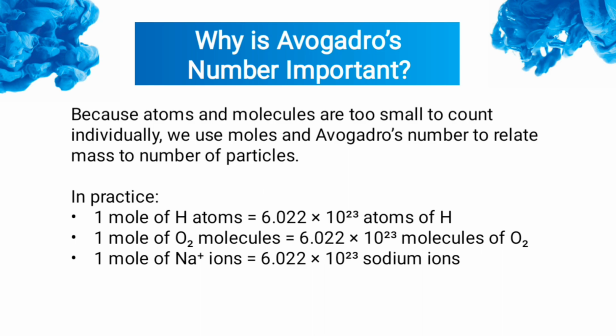So in practice, 1 mole of hydrogen atoms is equal to 6.022 multiplied by 10 raised to the power 23 atoms of hydrogen. 1 mole of oxygen molecules is equal to 6.022 multiplied by 10 raised to the power 23 molecules of oxygen. Similarly, 1 mole of sodium ions is equal to 6.022 multiplied by 10 raised to the power 23 sodium ions.